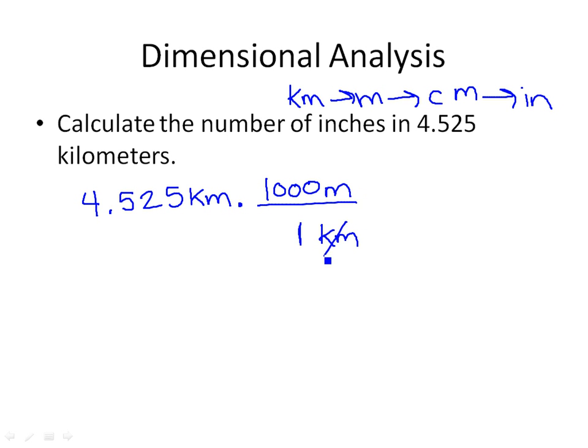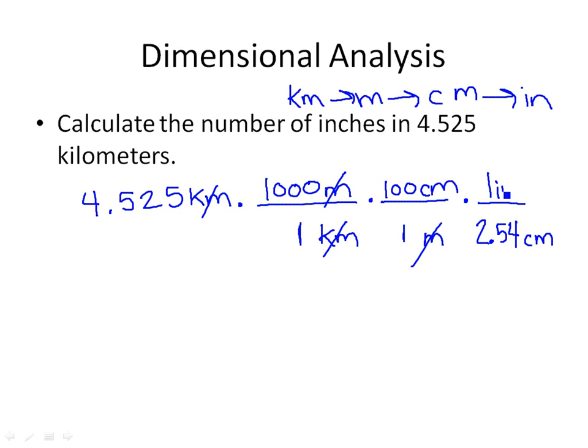Okay, so our kilometers will cancel. We're left with meters on top, so we've got to have meters on the bottom. Okay, we're looking for inches, so we have to keep going. The next thing we know is that in 1 meter there are 100 centimeters. So our meters can cancel. We're left with centimeters. Okay, now we want to go to inches. And so most of you probably already know, but it is in your table, there are 2.54 centimeters in 1 inch.